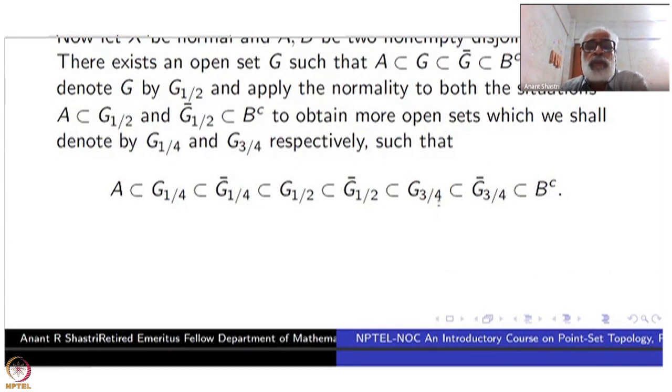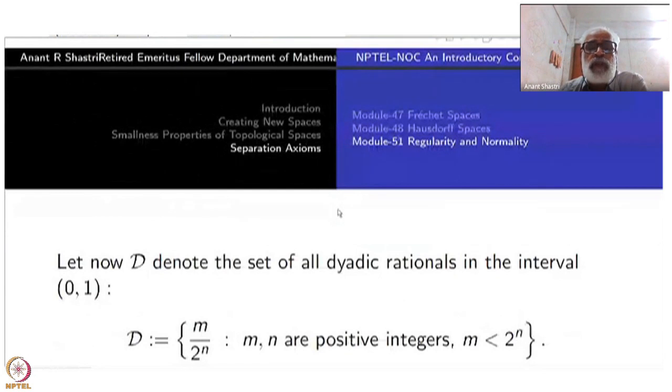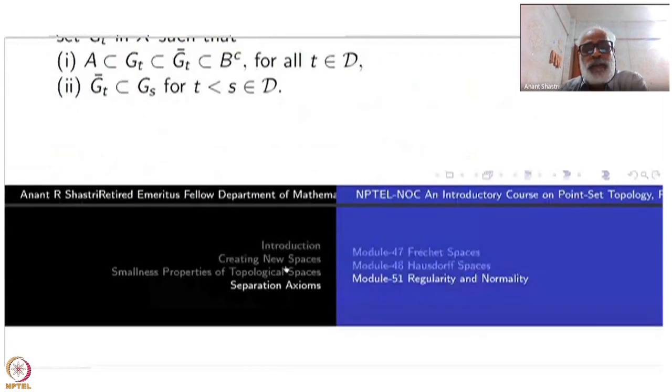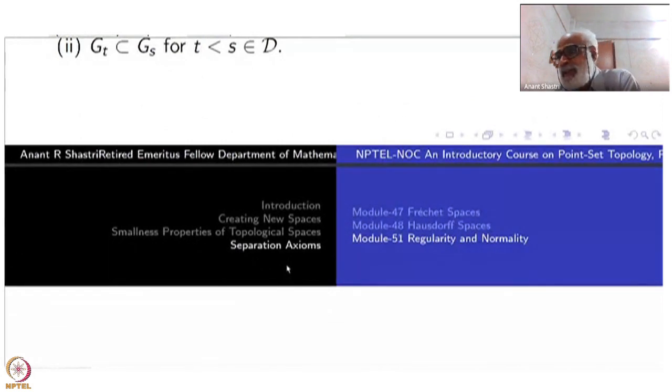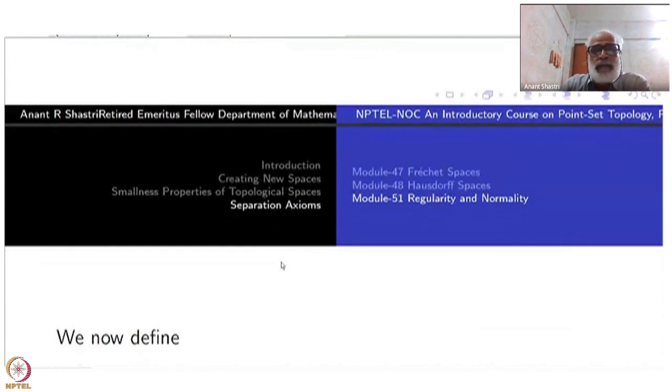Okay. So next, I will be choosing 5 by 8 or 7 by 8 and so on. So you have to compare the numbers first. That can be compared. The corresponding sets also must be compared in a stronger way, namely, the closure of the smaller indexed one must be contained inside the other open set. So G_T bar is contained inside G_S. Okay. All that we have done is repetition of the normality condition inductively.